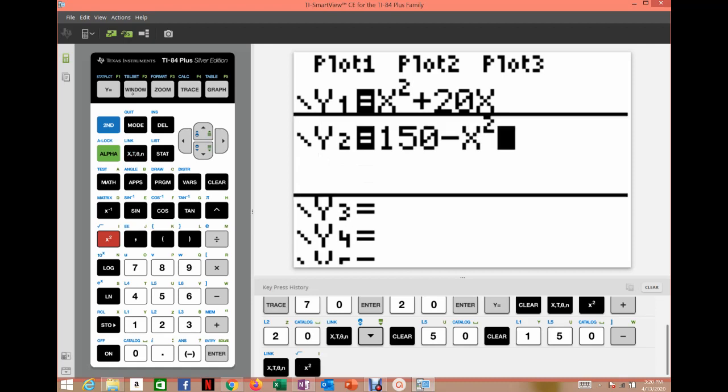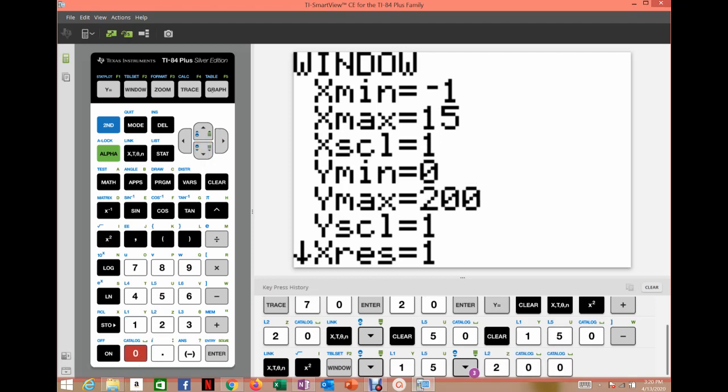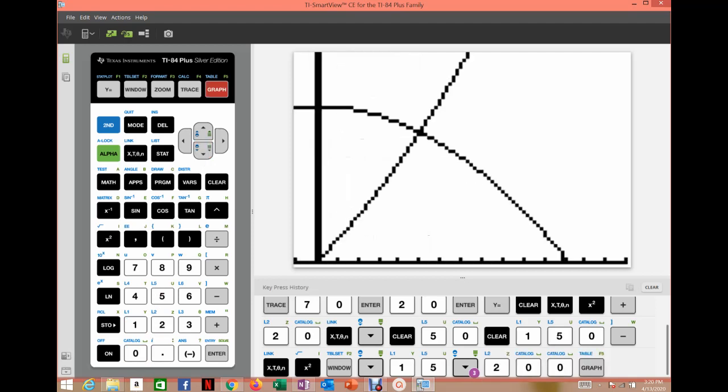Alright, I am going to change my window. I'm probably going to leave my x, although that's probably a little big. I might change that, just based on the fact that demand starts at 150, it'll probably be less than what we did. I might change that to 15 and see if I still need to go there. And I don't need to go up to 1,000. It's only 150, so I'm just going to do 200. Alright, and see if it gives me a decent set of supply. Alright, that looks like a good picture. I find my equilibrium point.